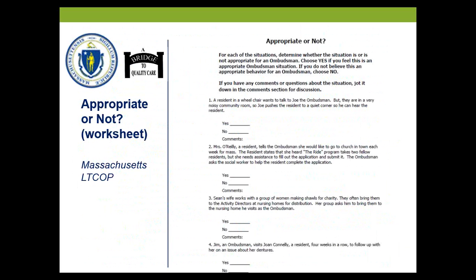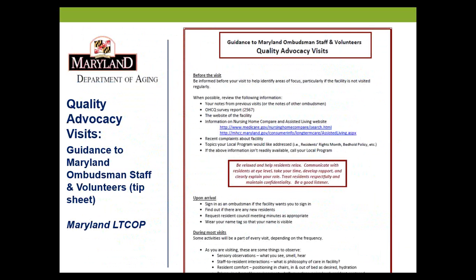This worksheet is provided from the Massachusetts Long-Term Care Ombudsman Program. It's an excellent resource that walks through scenarios. It asks the volunteer if it's appropriate or not, and then asks for comments about why it's appropriate or not in their opinion, and then gives a great conversation starter with the staff to talk about the appropriateness.